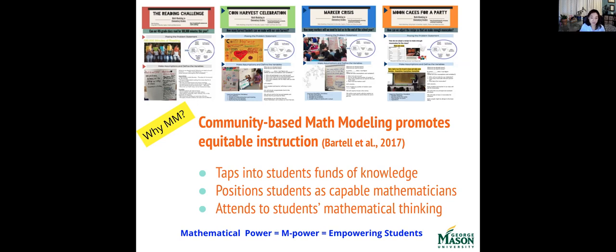You can really tap into what students' funds of knowledge is. It's also about positioning students as being capable mathematicians. Through the modeling task, we have students pose problems as well as solve problems. And of course, the most exciting thing for all teachers is when we attend to students' mathematical thinking. They do have so many powerful ideas. So we like to think about it as building math power, and just abbreviate it to empower, and it really is empowering students.